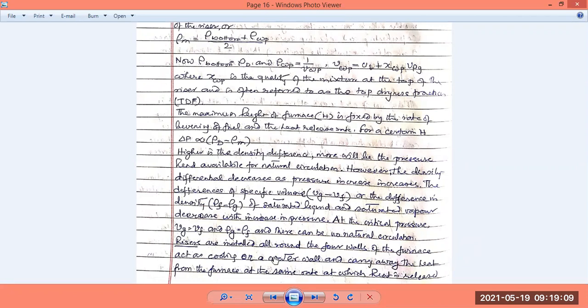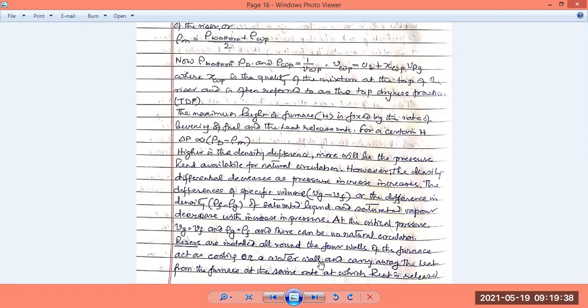The risers here are installed all around the four walls of the furnace, acting as cooling or a water wall, and carrying the heat away from the furnace itself. The risers are the rods which create the circulation, and it is where liquid water is being converted to vapor. They are installed all around the four walls of the furnace.